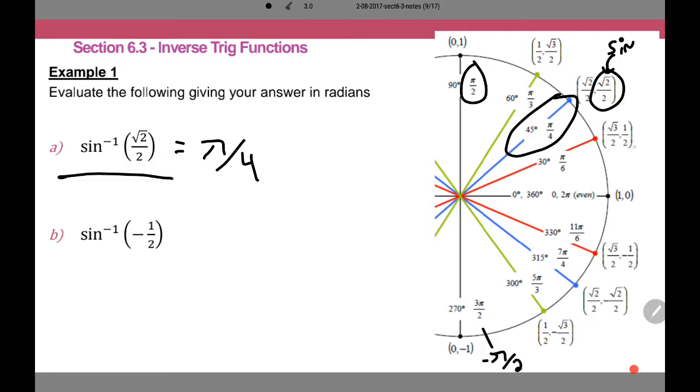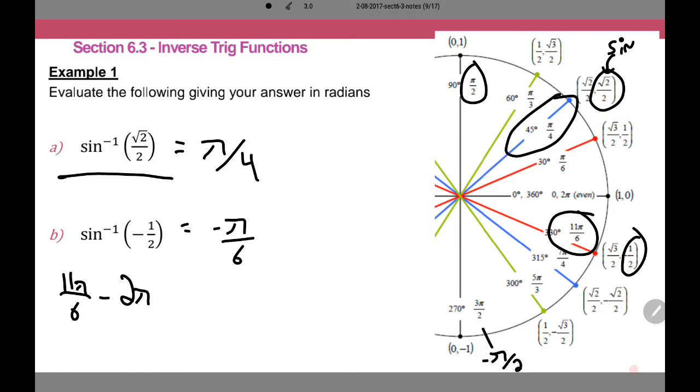If we look at -1/2, it's down here. Now you might be tempted to write 11 pi over 6. However, that wouldn't be in our interval between negative pi over 2 and pi over 2. So I need to actually just do this as negative pi over 6. How do I get that? You could take 2 pi away from 11 pi over 6, and that gives you negative pi over 6. Or you could just say, all right, if that's pi over 6 up, that's pi over 6 down, so it's negative. Either way works for me.